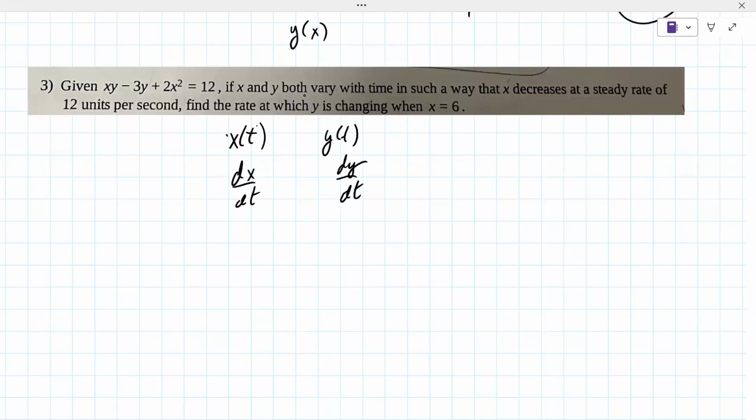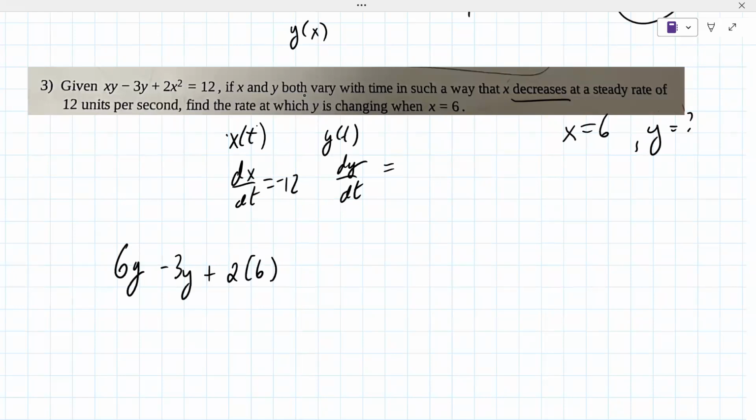x decreases at a steady rate of 12 units, so dx/dt is minus 12; decreases is negative. They want you to find dy/dt when x equals 6. The other problem here is you don't have y, so you've got to calculate y. You might do that first, because if you can't do that, you might not proceed in the problem. It's 6y minus 3y plus 2 times 6 squared equals 12. That's 3y plus 72 equals 12. You end up getting y equals -20.